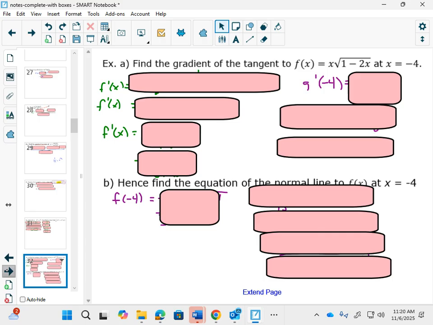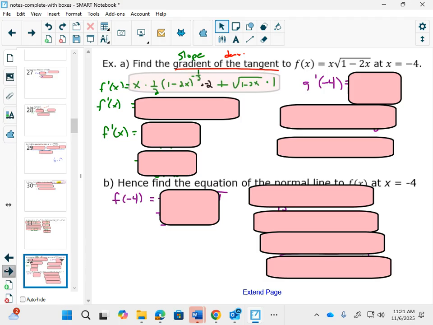Find the gradient. Gradient is another word for slope. Slope of a tangent is another word for derivatives. So if I want to find the slope of the tangent, I should find the derivative. What kind of rule do I have here? You see the product rule.